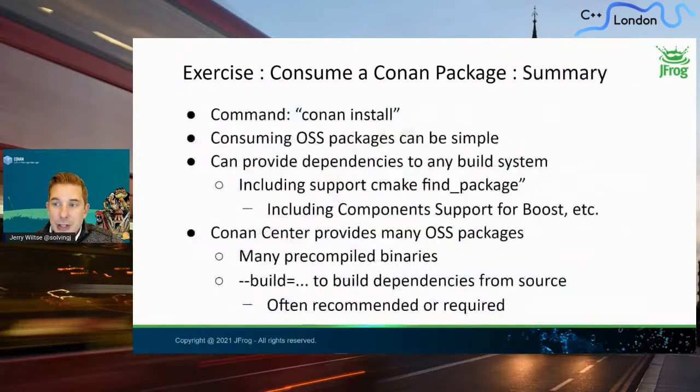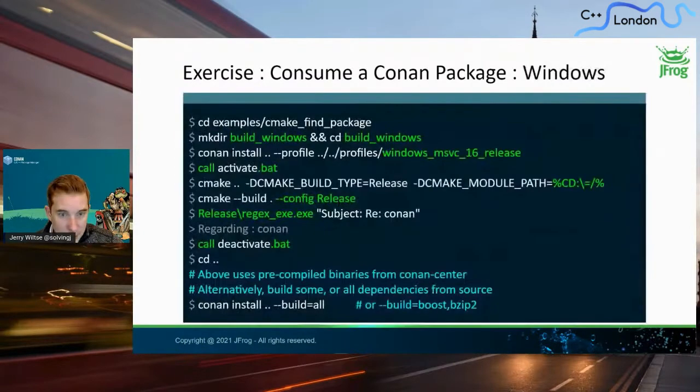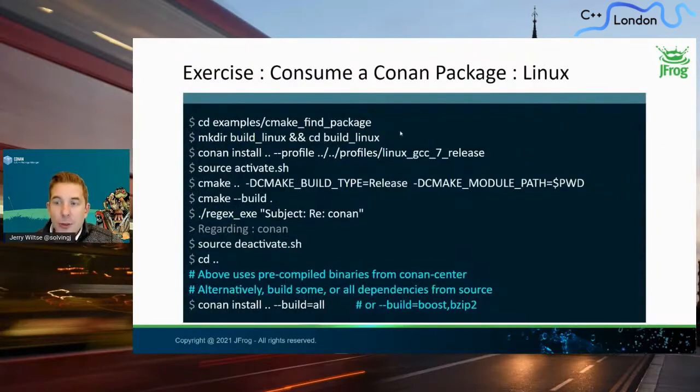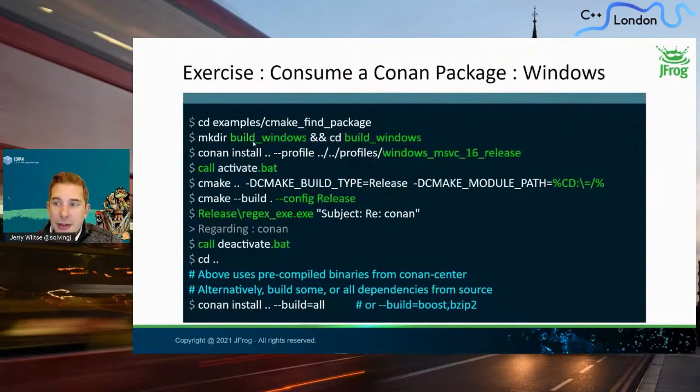In the previous slide, we used a folder called build-linux. In the Windows example, we'll use a folder named build-windows. The profile is different. We talked about the profile earlier. Instead of using the source activate.sh command for line 4, we will be using call activate.bat. There's a little difference in passing the current directory to CMake at the command line.